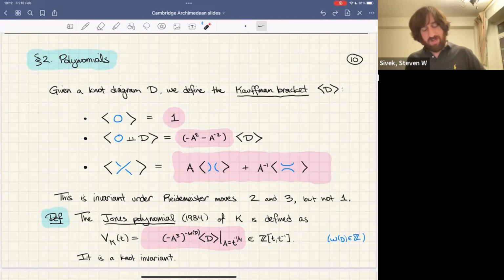This was also, I think, not Jones's original approach. He found it a different way. Then Kauffman came along with his bracket and said, actually, here's a different construction of the same thing.